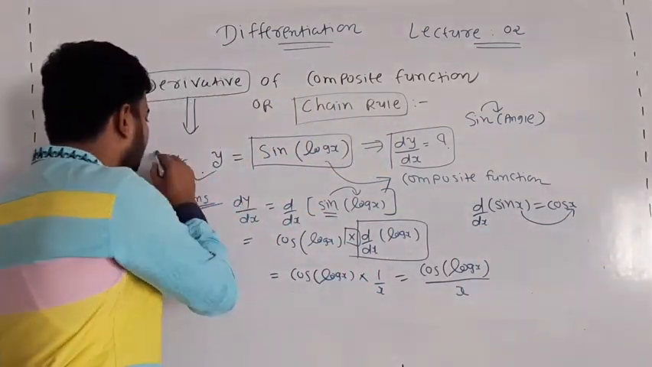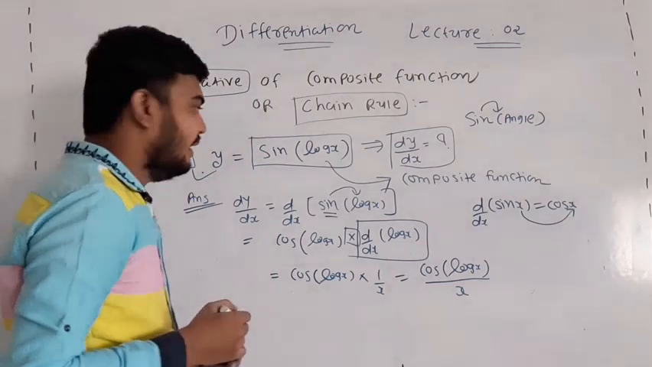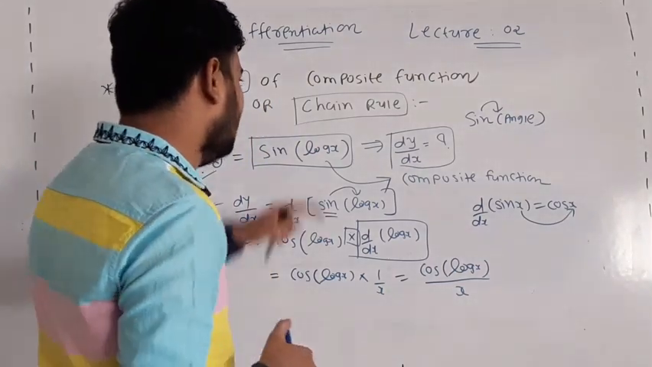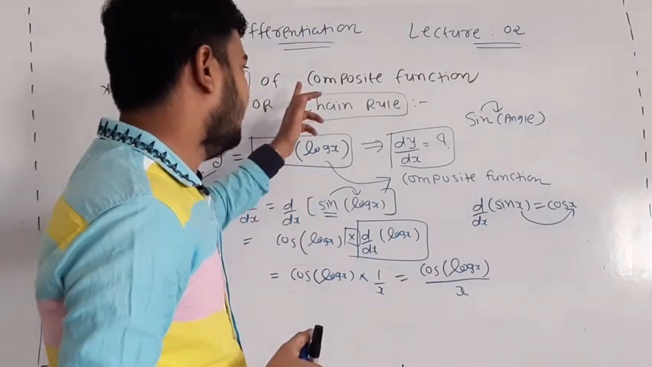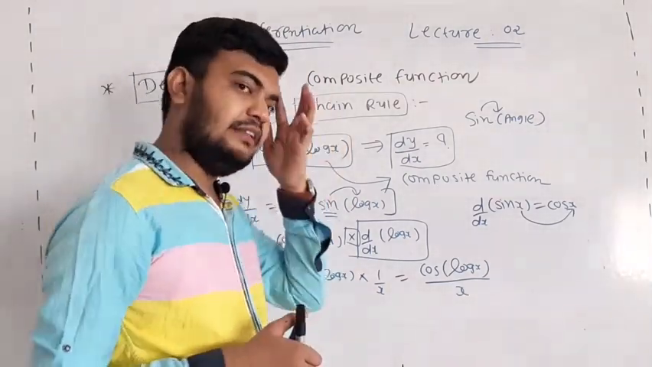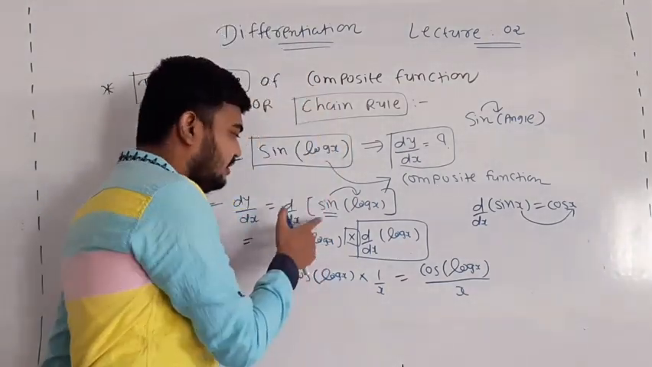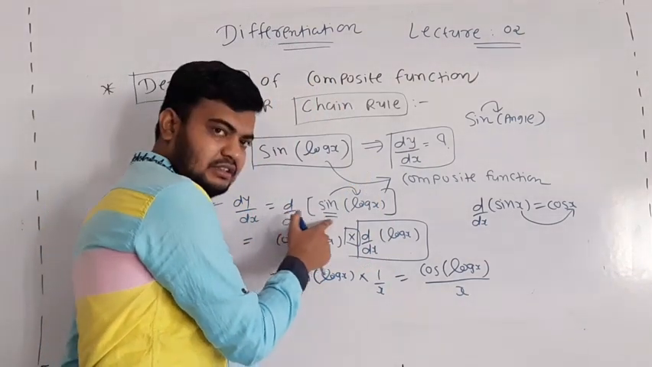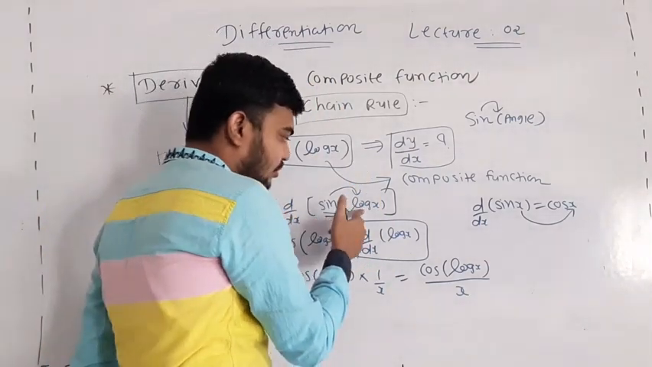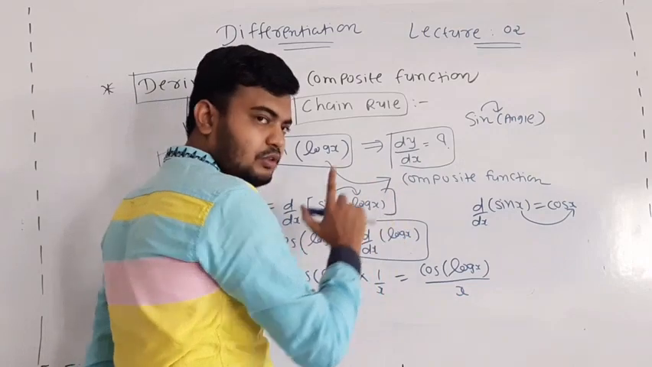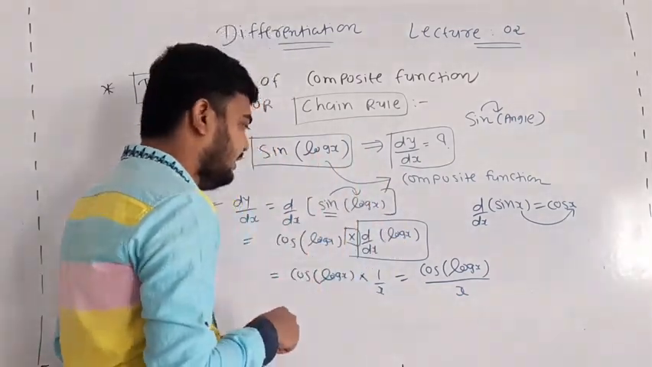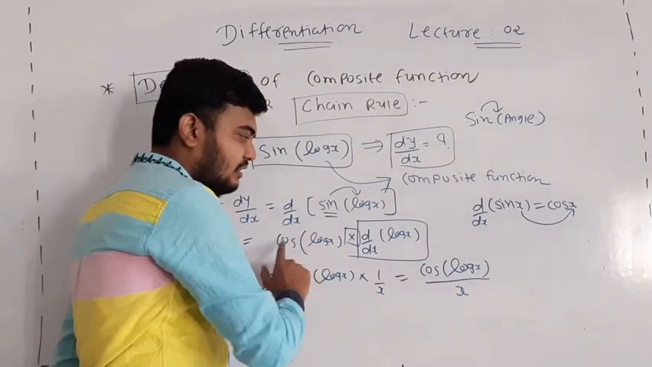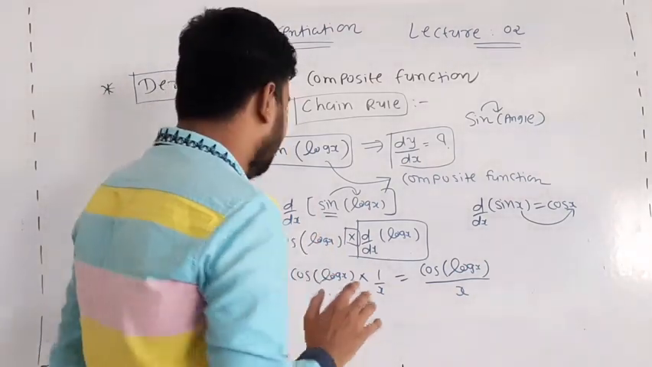So now you get the point. If you have a composite function and you want the derivative of this composite function, then first you differentiate the outermost function, then the second outermost function, then the third outermost function, and go on. And all the derivatives are multiplied with each other. Okay, let us take another example.